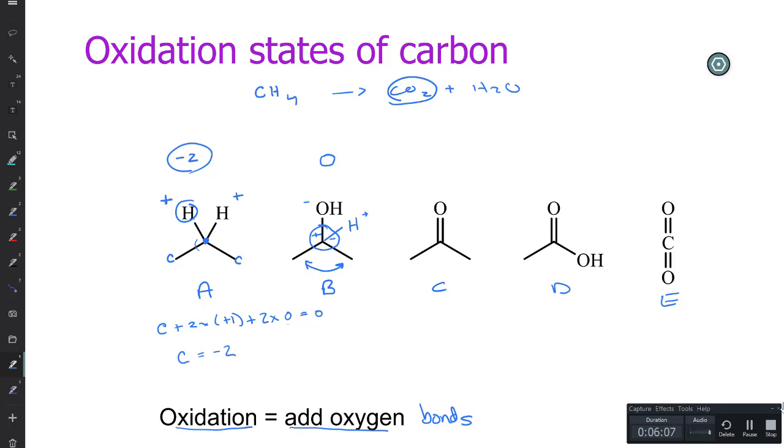Now, looking at C, this carbon has 2 bonds to oxygen. Each one of those removes an electron from the carbon because the oxygen is more electronegative. The 2 carbons on the left and the right have no contribution, and the result is this carbon is plus 2. So remember, if you're going up in oxidation number, this is oxidation. And if you go the other way, that's reduction. Okay, so going this way, this is reduction.